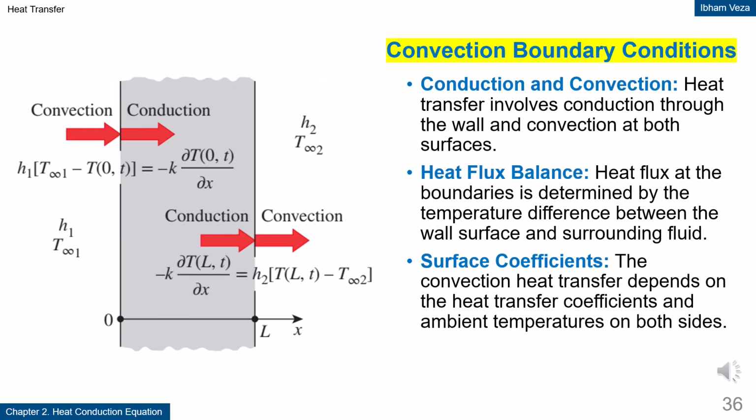Convection boundary conditions. In many real systems, heat is transferred by conduction inside the wall and by convection at the surface. The heat flux at the surface is determined by the temperature difference between the surface and the surrounding fluid. The convection heat transfer coefficient plays a crucial role in determining the magnitude of the flux. Both sides of the wall may have different convection conditions. This combination results in a mixed boundary condition involving conduction and convection.